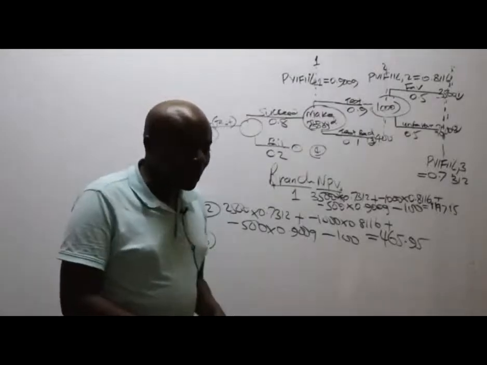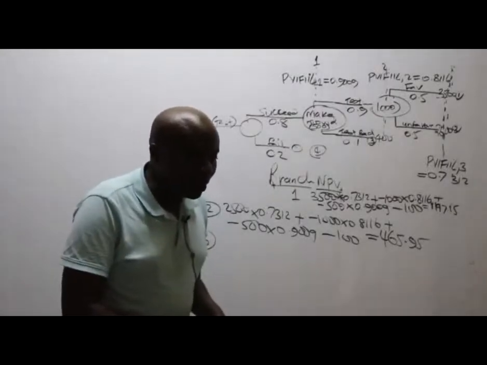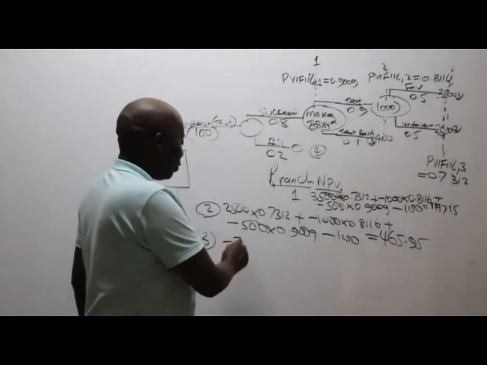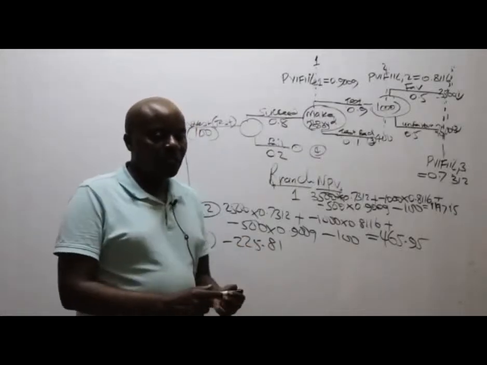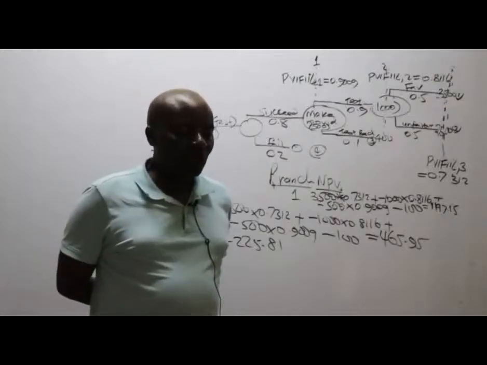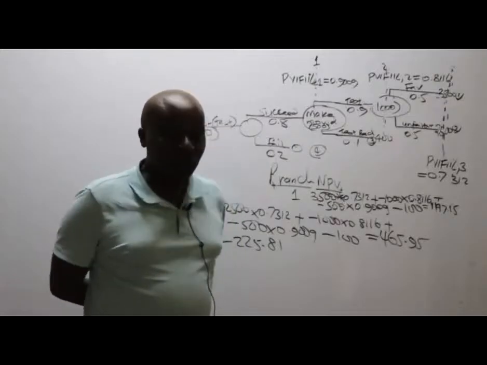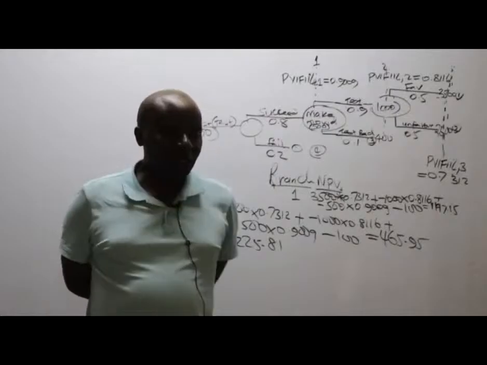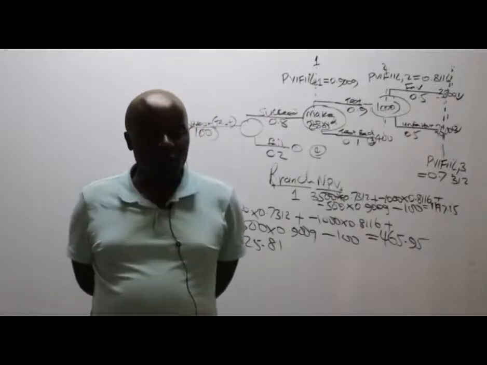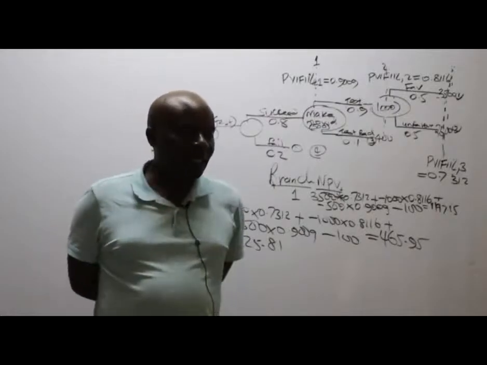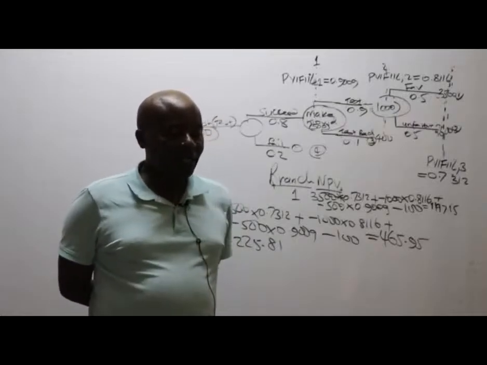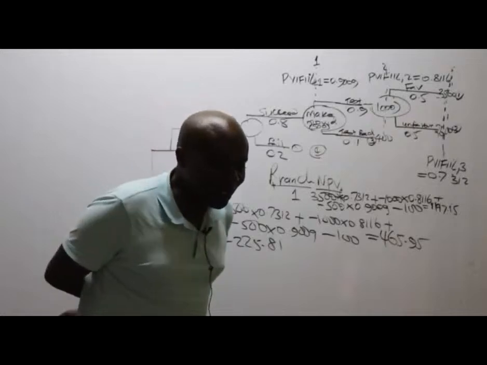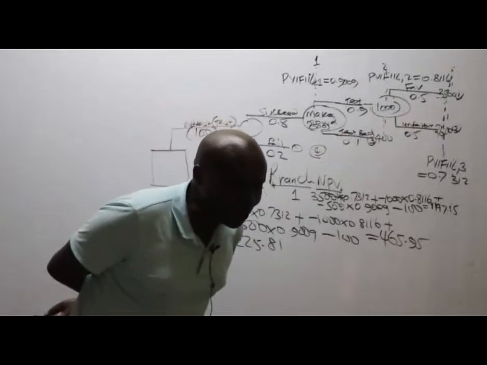The third branch, I'm being given a figure of minus 225.81. Is there somebody else who is able to get that figure, minus 225.81? Yes, I can see so many of them are getting this figure. Lucy is not getting. How did you reach that?